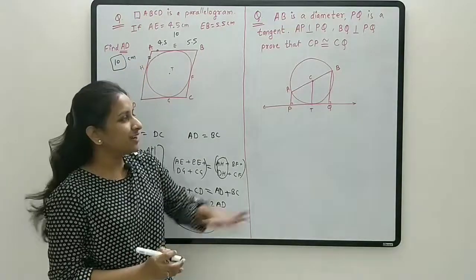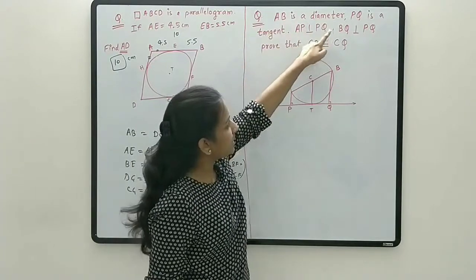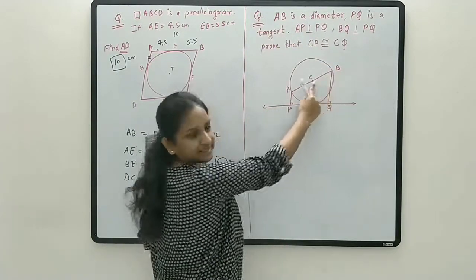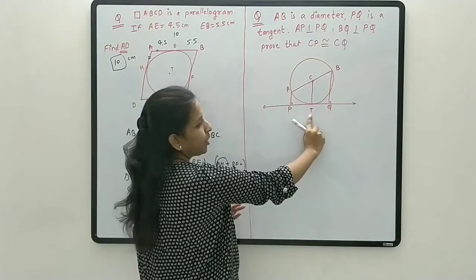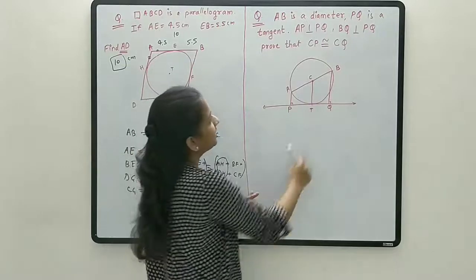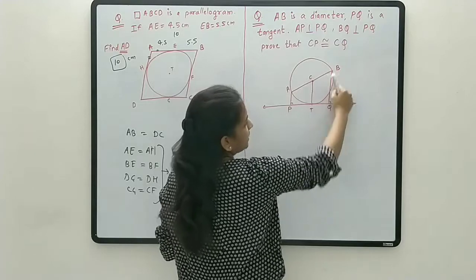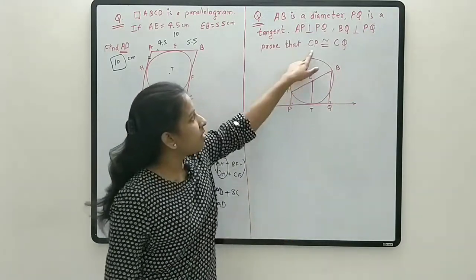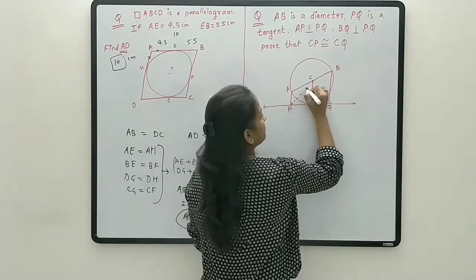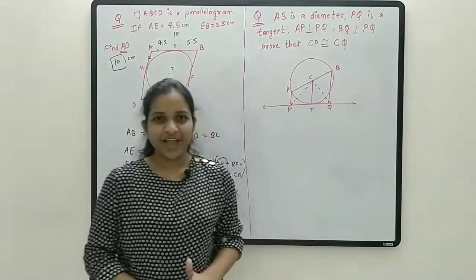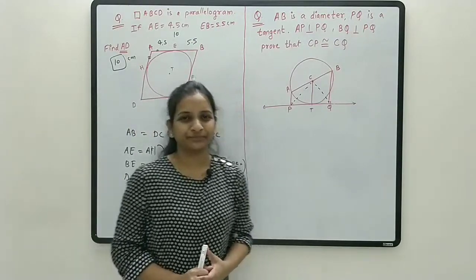Got it? Now let's solve this. Here in this problem, AB is the diameter, C is the center of the circle, PQ is the tangent, and point T is the point of contact. Then what is given? AP is perpendicular to PQ and BQ is perpendicular to PQ. Then we have to prove that CP is congruent to CQ. How to solve this? Try to solve this on your own. Pause this video and take a screenshot.